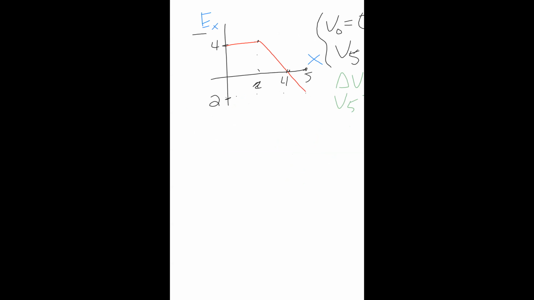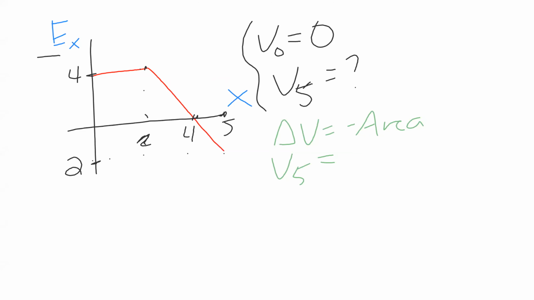And keep in mind that I will have positive area on top, negative area in the bottom. This chunk right here would be equal to 8. This chunk will be equal to 1/2 base times height, which will be 4. And this chunk down here will be 1/2 base times height. This will be -1. All right, so adding all of that up, I have 8 plus 4 is 12, minus 1 is 11. And then I also have a negative out in front. It'll be a negative 11 volts.